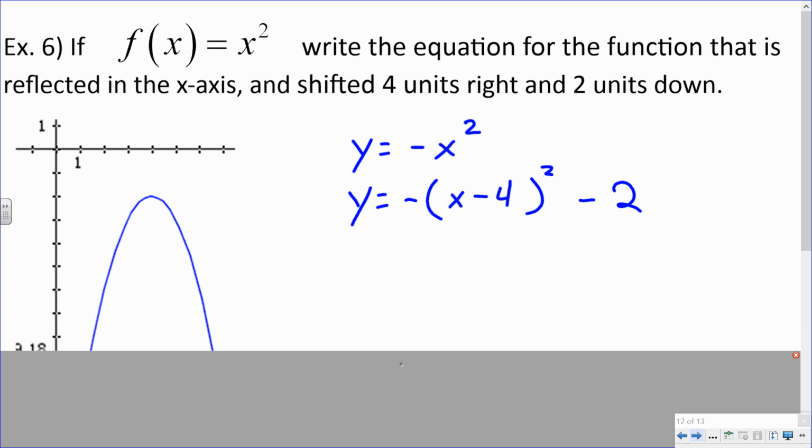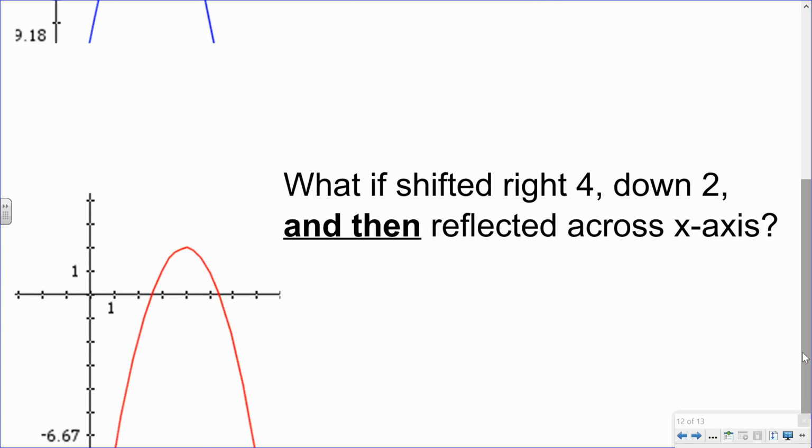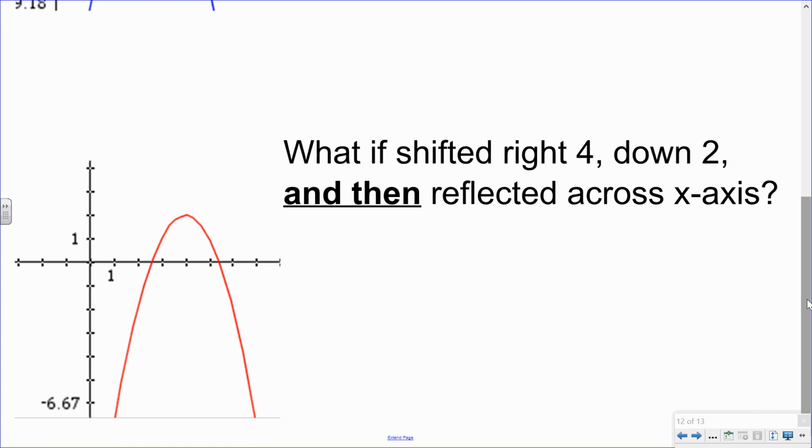However, if I change the order on this whole thing, if we take the parabola that's right side up, move it 4 right and 2 down, and then flip it, now the vertex is at 4, +2 instead of 4, -2. So the equation needs to look different. So if we take y equals x squared, shift to the right 4, we change the x to x -4. Down 2, we do the -2.